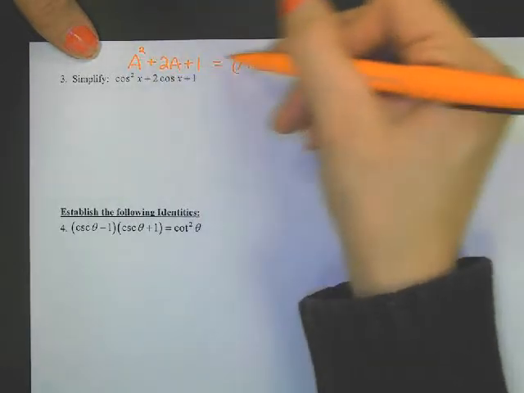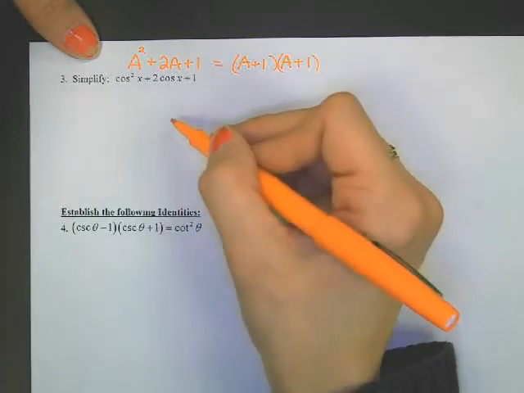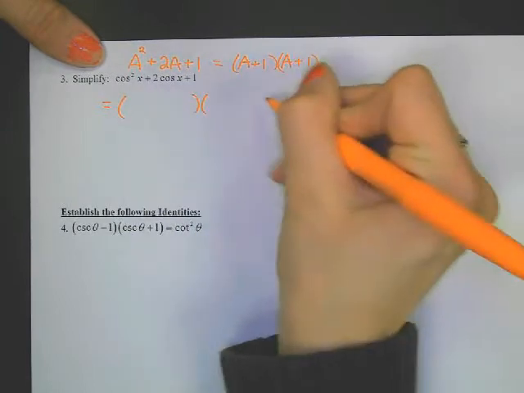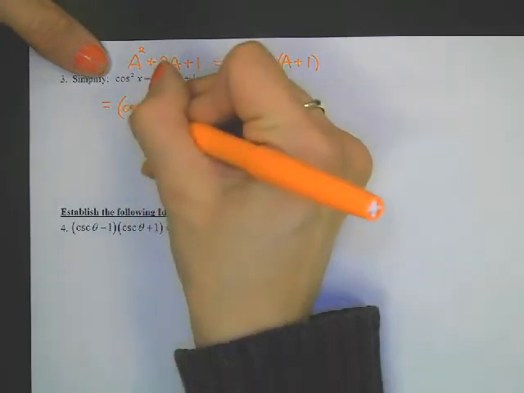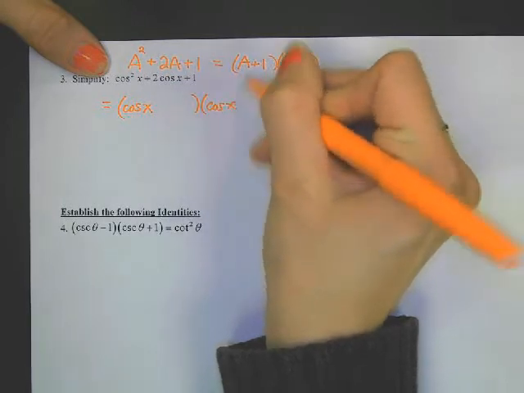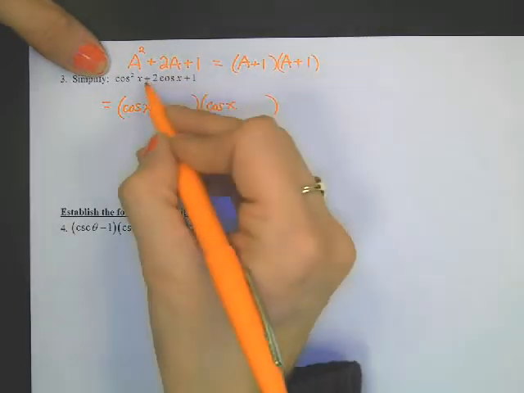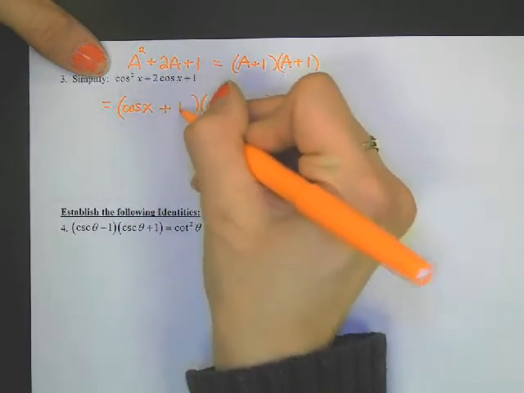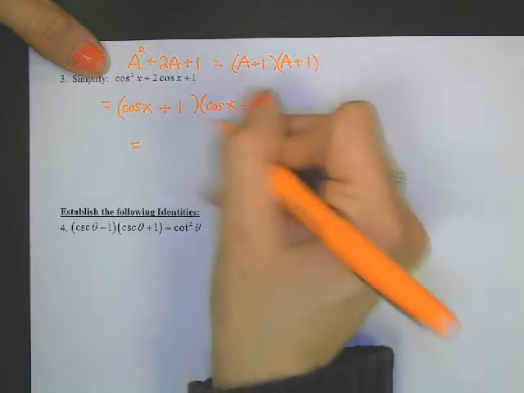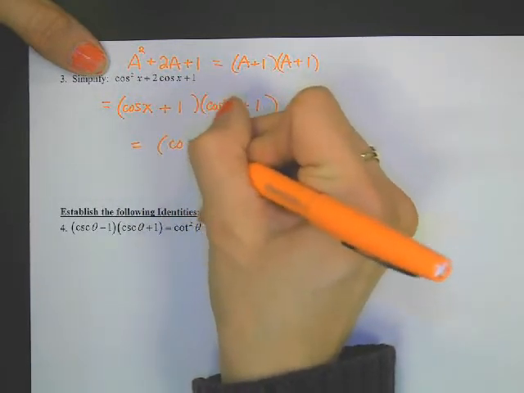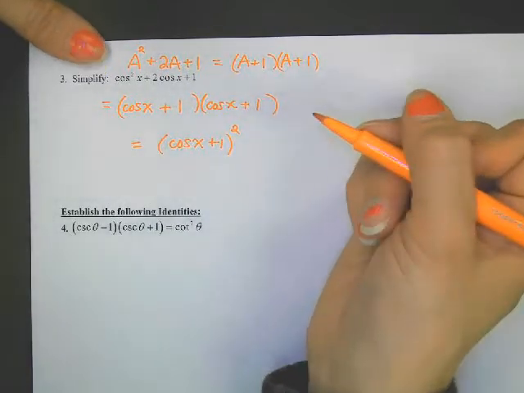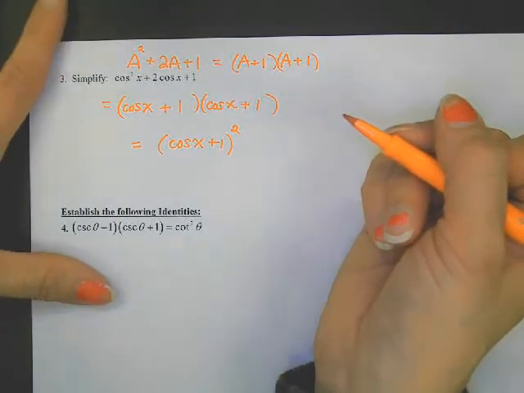Sometimes writing it down with a's helps people because now they know what to write here, but it's not a's, it's cosines. So I know that I have to factor. Cosine squared is cosine of x times cosine of x, because a represented cosine of x. The rest of this is going to be plus 1, which means there's 2 identical quantities. Let's just write it together. Say cosine of x plus 1 quantity squared. And I think that's about all we can do with that.